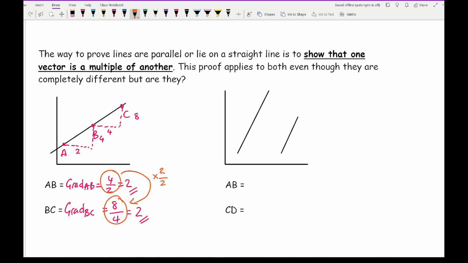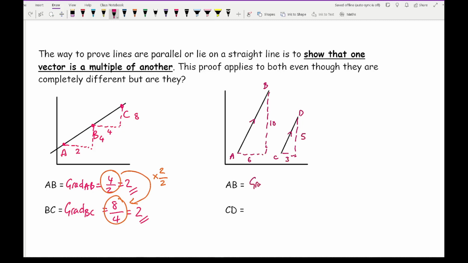Now if I look at two parallel lines, and I label this as AB and this line as CD, you can see that the line CD is smaller than AB, but they've both got the exact same gradient. The gradients are the same even though the numbers are different. So if this was, let's say, 10 and that was 6, then this gradient, if they are parallel, is going to be the same but using smaller numbers. So that's going to be 5 and that's going to be 3.